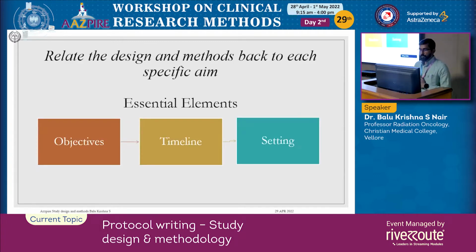Okay. And whenever you have multiple objectives, describe the methods for each objective with respect to timeline and setting. That is also very important. You cannot just focus on one major primary objective and write your methods. When you have such secondary objectives, please make sure that you have given attention to that too when you have written your methodology.